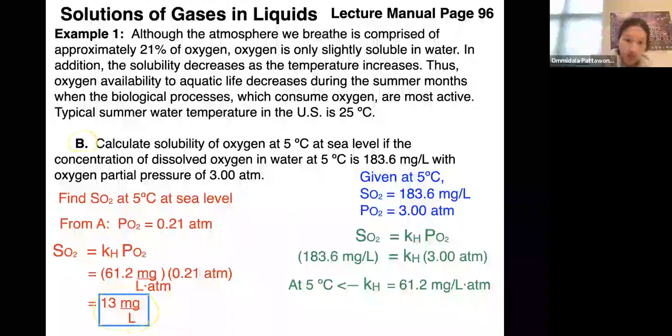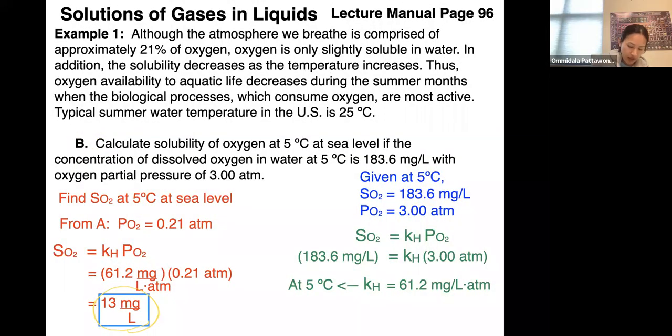The reason for that is because the problem doesn't ask for a specific unit, so you can just leave it as milligrams per liter. But what I'm going to do next is compare this solubility at 5 degrees Celsius to the one at 25 degrees Celsius that we just calculated, so that we can have the same unit to compare.